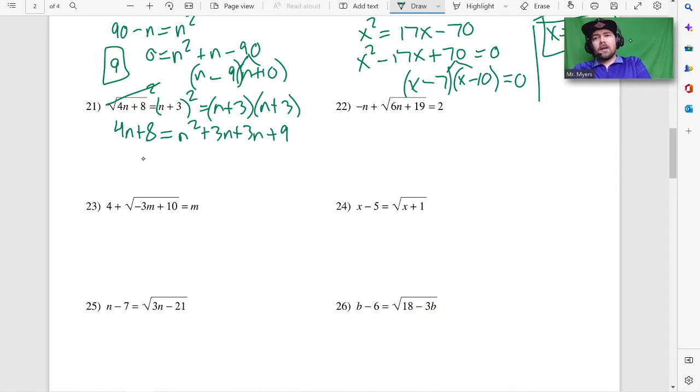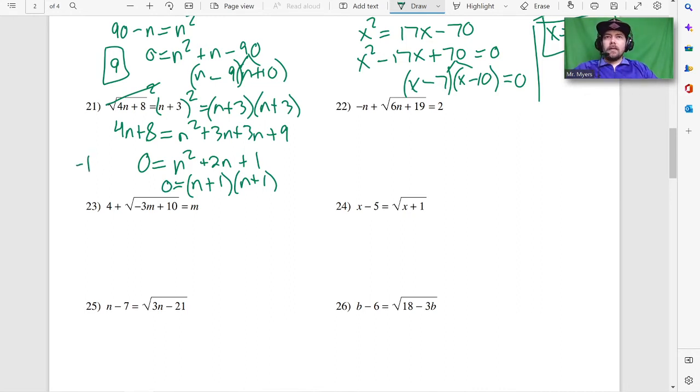Right? So then I'm going to go ahead and get everything equal to 0 already, because I know that I'm going to have to refactor this. So n squared, that's 6n minus 4n is 2n. Subtract 8 from 9, and I would get positive 1. And this is actually going to be a square term. This would be n plus 1, n plus 1. So the only possible answer would be negative 1.